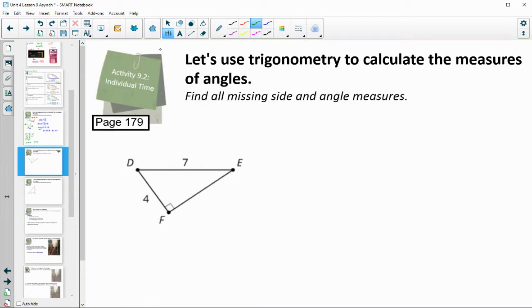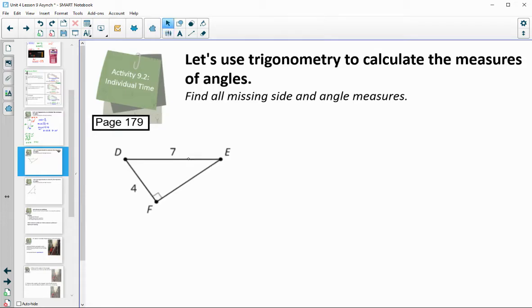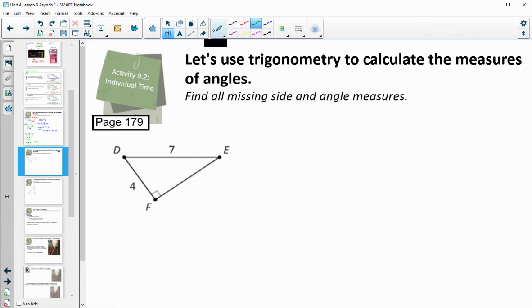So you have to define which angle you're going to start with. Now this could change, because if you decided to do angle D first versus angle E, that'll change the function. So I'm going to set up the trig functions for both of these angles. I'm going to start with D. Then the 4 is the adjacent side, and the 7 is the hypotenuse. Adjacent and hypotenuse, again, is a cosine function. So cosine of D equals adjacent over hypotenuse.